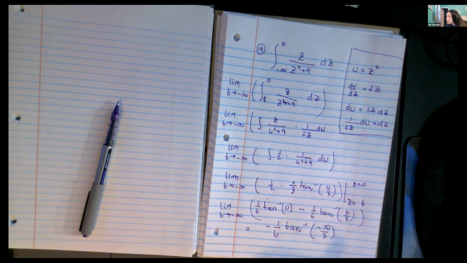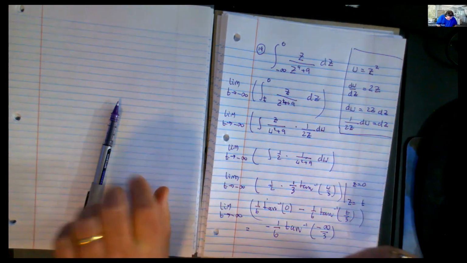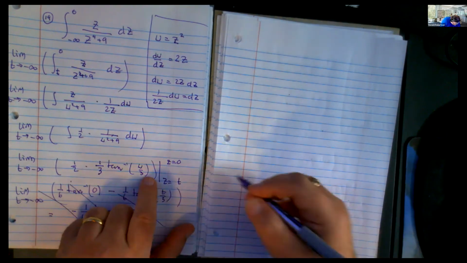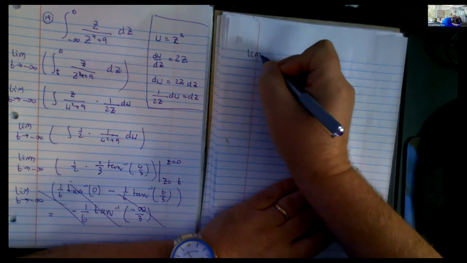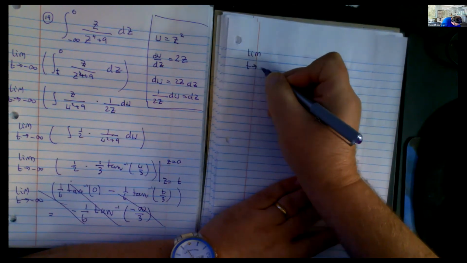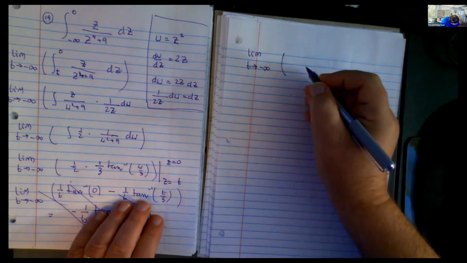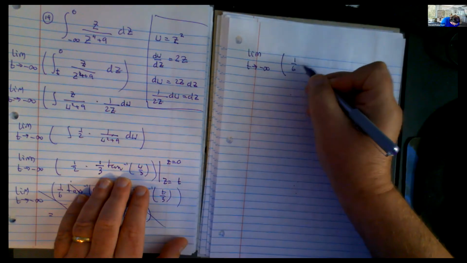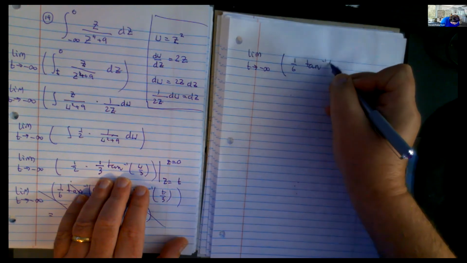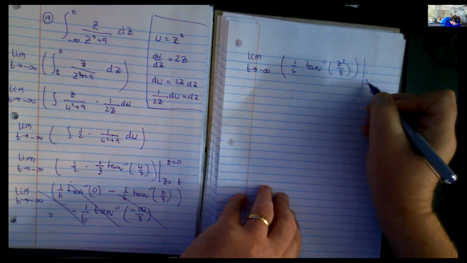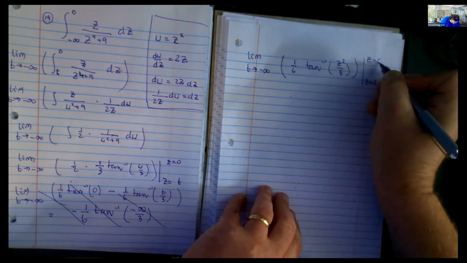Would we have to substitute back in the u? You're right, you're right. I was too busy not paying attention. I was thinking of the next line, and I did say return back to the z squared, and then I decided not to pay any attention to myself. So it's 1/6 the inverse tan of z squared over 3. Right, now I can do it.